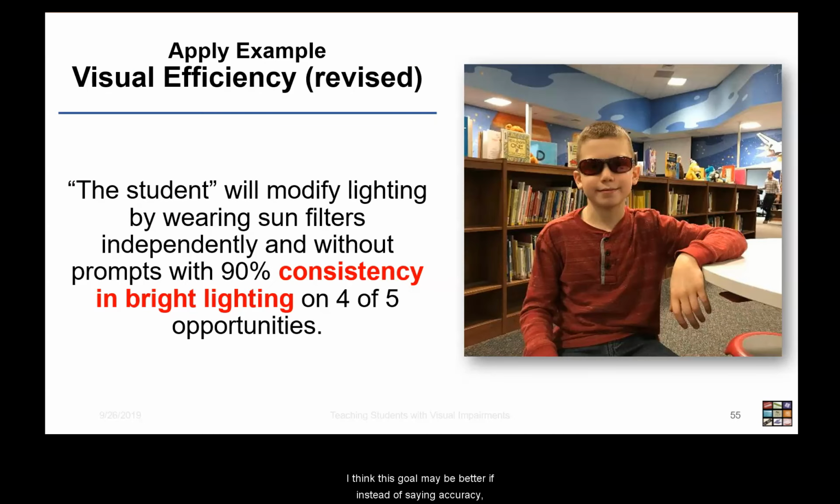I think this goal can be made better if instead of saying accuracy, I said consistency. Accuracy leads you to believe he is wearing the glasses wrong, while consistency is that he is wearing them inconsistently in bright lighting. The goal now reads, the student will modify lighting by wearing sun filters independently and without prompts with 90% consistency in bright lighting on 4 of 5 opportunities.